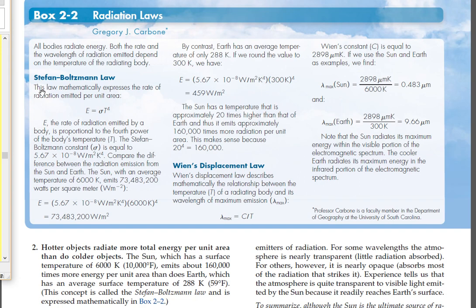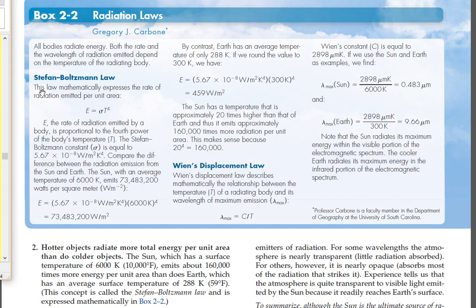Wien's displacement law. Wien's displacement law describes mathematically the relationship between the temperature, T, of a radiating body and its wavelength of maximum emission: lambda max equals C divided by T. Wien's constant, C, is equal to 2898 micrometer times Kelvin.